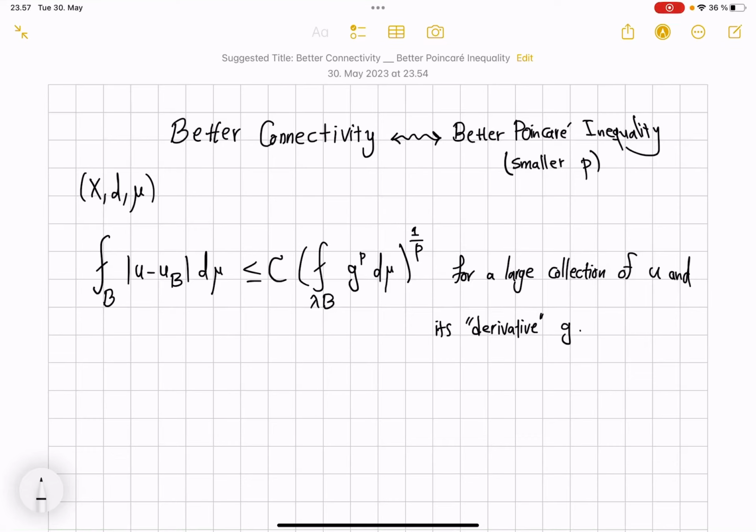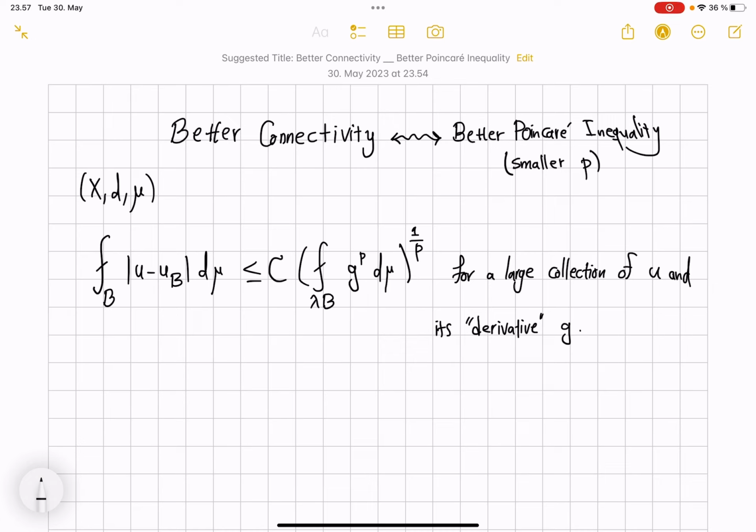In this video, I give more examples where Poincare inequality holds or fails to illustrate the point that the existence of Poincare inequalities with smaller p corresponds to the space having more connectivity, having a lot more rectifiable curves.